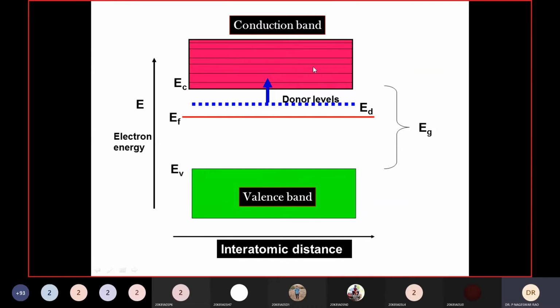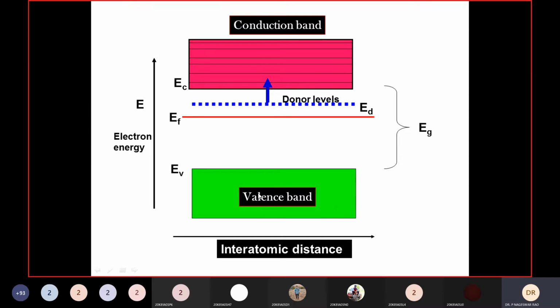Now here, in the conduction band, how many electrons will be present? What is the density of electrons we have to calculate here? What is the density of electrons in the conduction band in the case of an n-type semiconductor? Just observe here: if you give some amount of energy, these donor levels will go to the conduction band, as well as the valence electrons also.